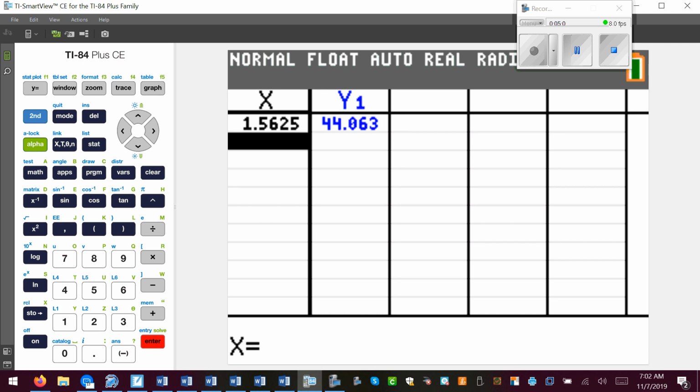If I hit enter, it's going to give me the x and y values of the vertex. So 1.5625, comma 44.063 is my vertex. What that means, the vertex is about halfway through the graph. So if the x value is at approximately 1.5, I can double that and I get 3. And my prediction is that it's going to come back down and hit the x-axis somewhere around the number 3.